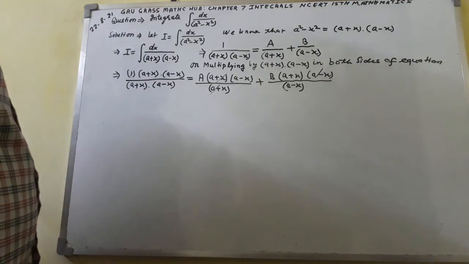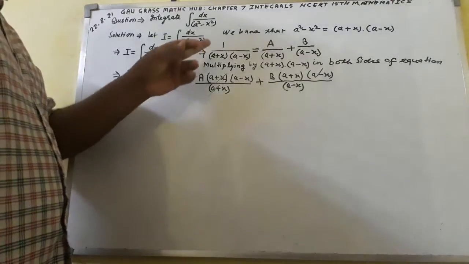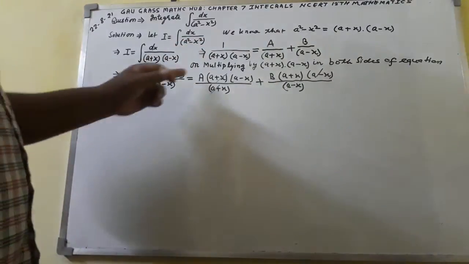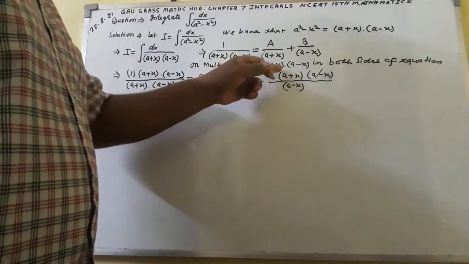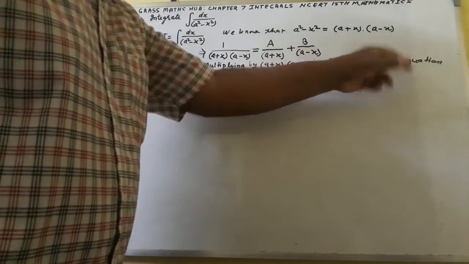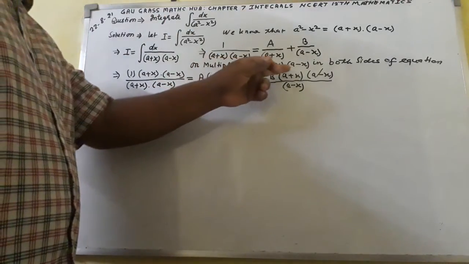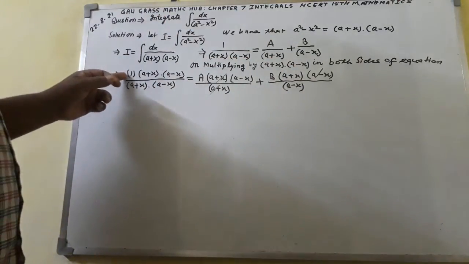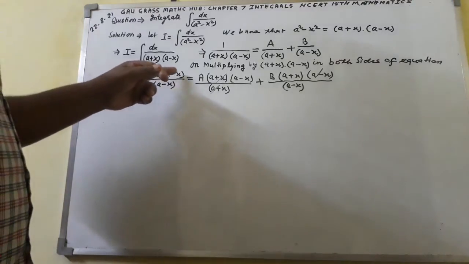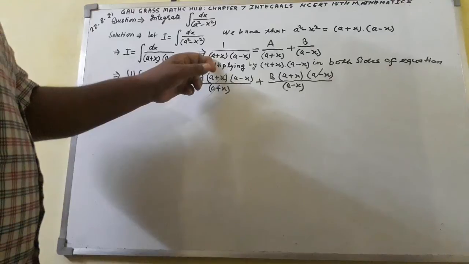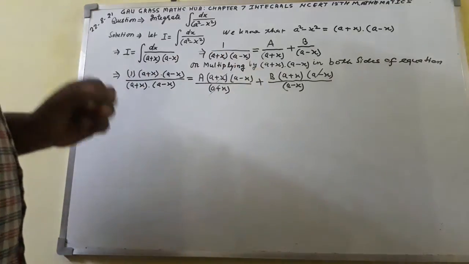A minus x. Now what to do? 1 over (a plus x)(a minus x). On multiplying by (a plus x)(a minus x) on both sides of the equation, in the left hand side we multiply (a plus x)(a minus x). So 1 will multiply to (a plus x)(a minus x), and the denominator will be written as it is.